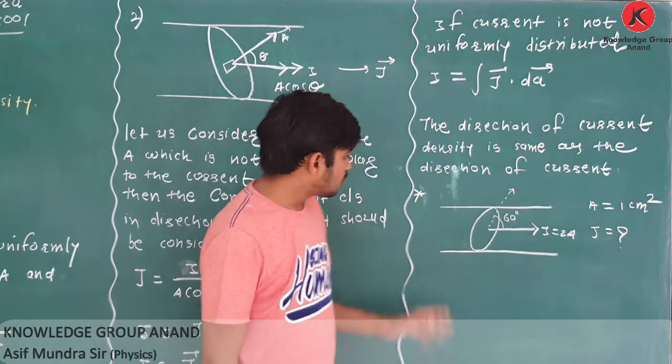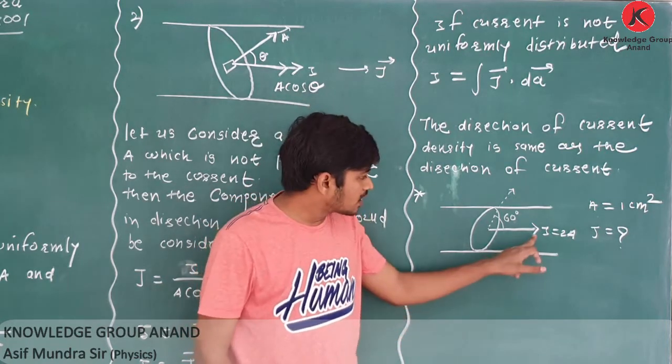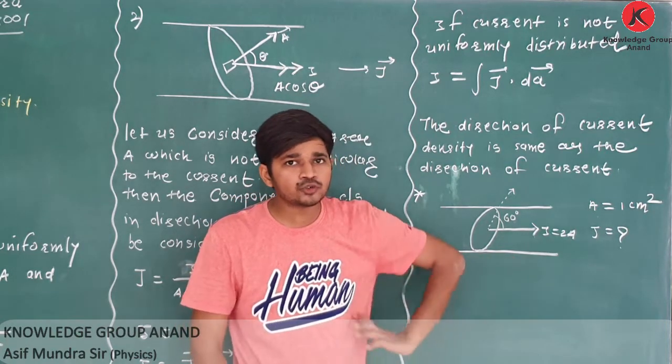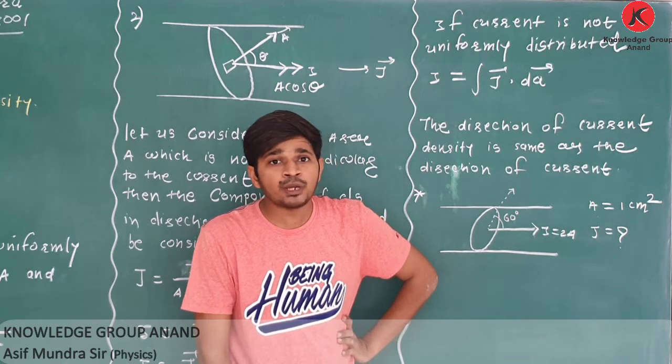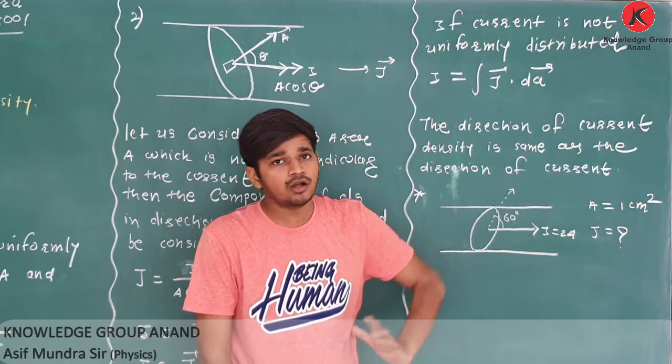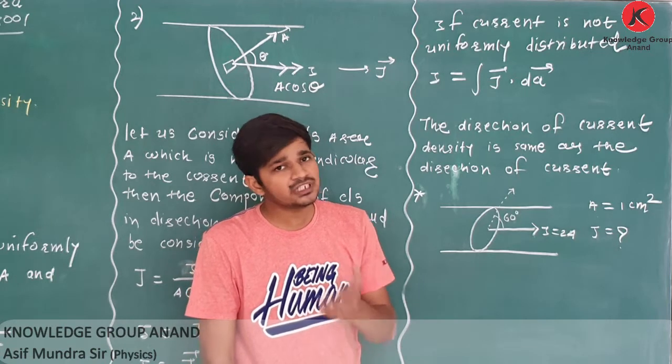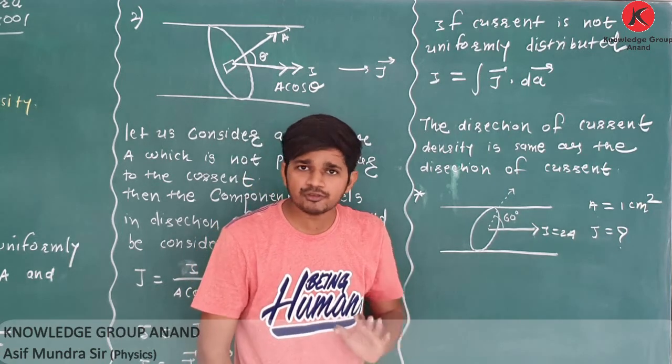Now see, from the figure it is clear that current is not perpendicular to the cross-sectional area. So which equation do you have to use? Yes, J is equal to I upon A cos theta.